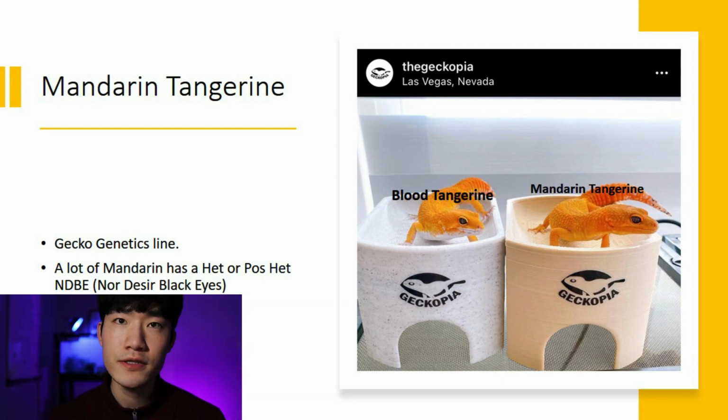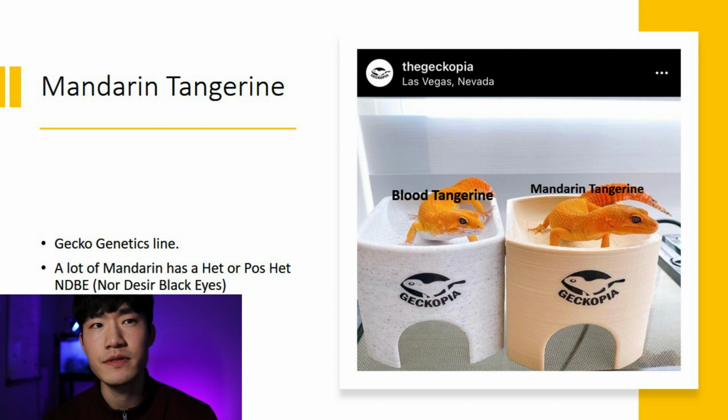The next one is a Mandarin Tangerine, and this was found by Gecko Genetics lines. Most of the Mandarin Tangerines I see in the markets tend to have somewhat MDBE, which is another way they call it, Non-Desired Black Eye. This can be a good genetic and can be a bad genetic. There's a lot of discussion over this, but I do have a Mandarin as well, and the picture that I have right here on my side is also my geckos.